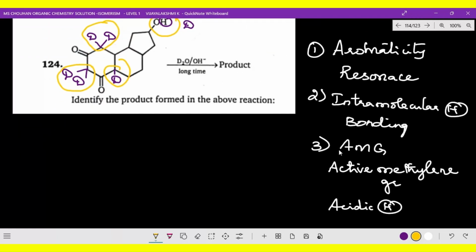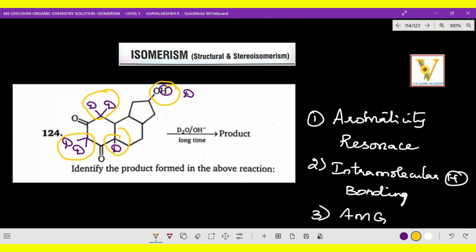These are the main points that favor keto-enol tautomerism. Aromaticity, that is, resonance will be available, and intramolecular hydrogen bonding, that is a very strong bond, and it will be more stable. And AMG, active methylene group: wherever the active methylene group, that is acidic hydrogen, is present, the acidic hydrogen is ready to donate, so that you will get enol formation. Hope you got the clarity. Come on, let's go to the next question.